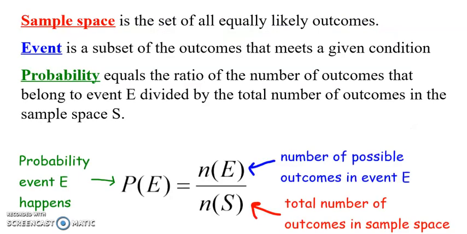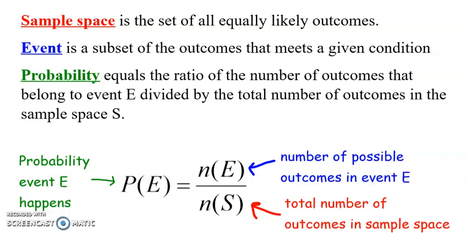Sample space represents all the different equally likely outcomes. So we're going to look at the set of everything that could happen in these given situations. An event is the subset of all the outcomes that meets a given condition. So there's different events that could happen within a sample space. And then probability basically boils down to the ratio of the number of outcomes for a specific event divided by the total number of outcomes in our sample space.